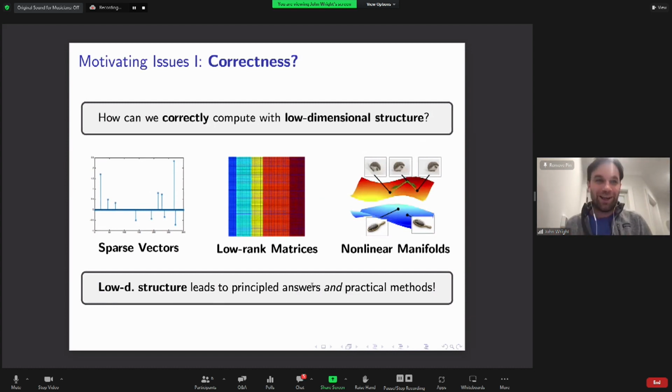One very basic one is, how do we know we're computing the right thing, right? So when we talk about computing with various types of low dimensional structure, we want to find a sparse vector. We want to fit a subspace to data. How do we know we've got the right vector? How do we know we've got the right subspace? So how do we know we compute the right thing? Okay, so that's a kind of basic issue.